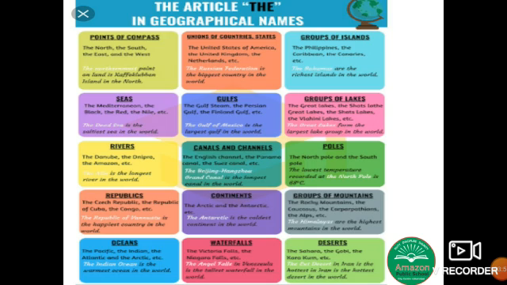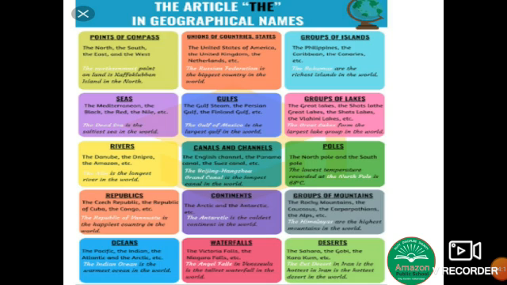The second rule is, whenever a word is repeated, you can use the. For example, I have a cat. The cat is very naughty. Here I am talking about the cat the second time, so I am using the. However many times the word is repeated, you can use the.